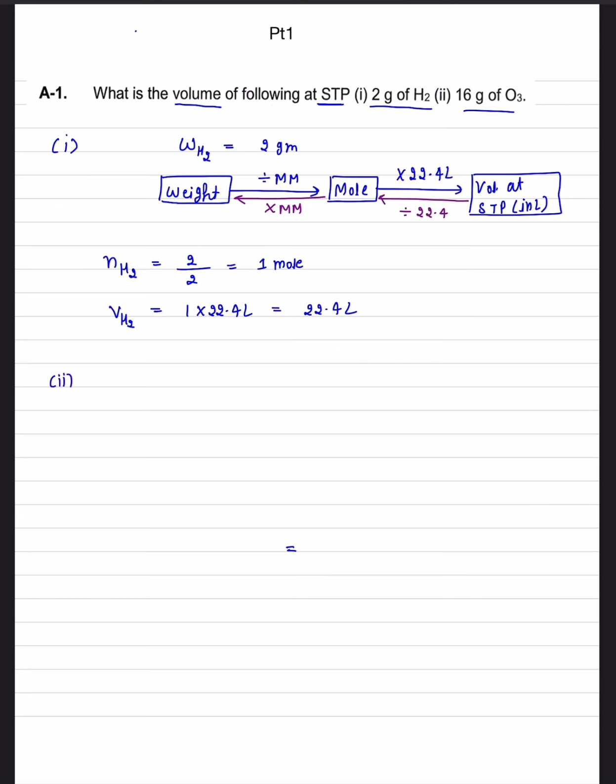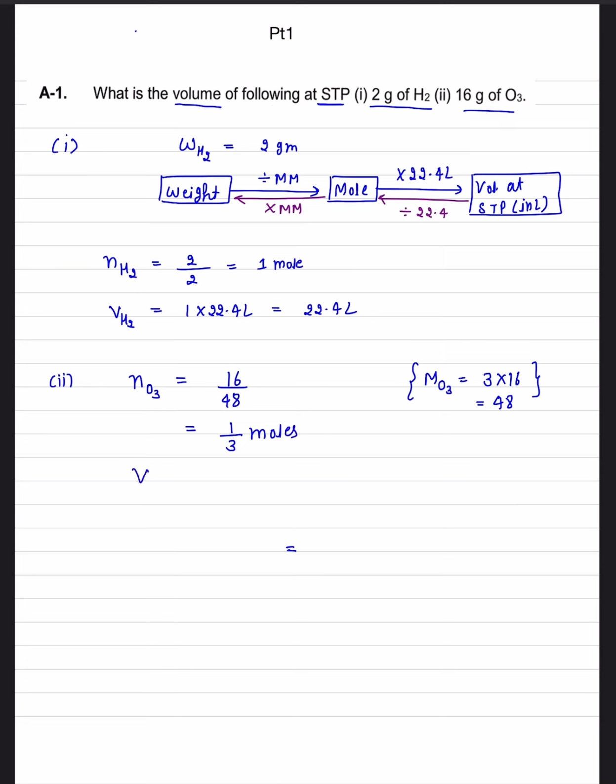Let's solve now the second question. Weight is given, so first get the mole of ozone: 16 divided by molar mass of O3, that is 48. I hope it is clear to you how we get the molar mass of ozone. 3 oxygens are there and 1 oxygen has 16, so that's why it is 48. So we got 1 by 3 moles.